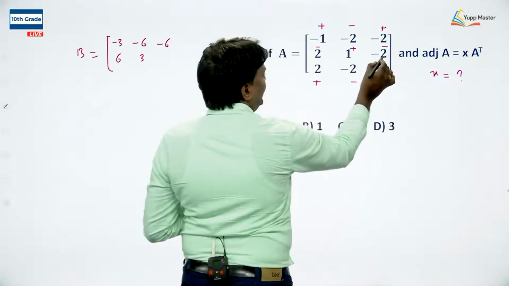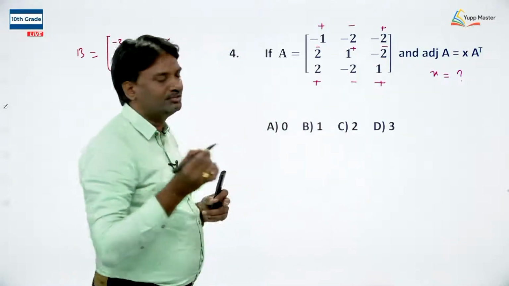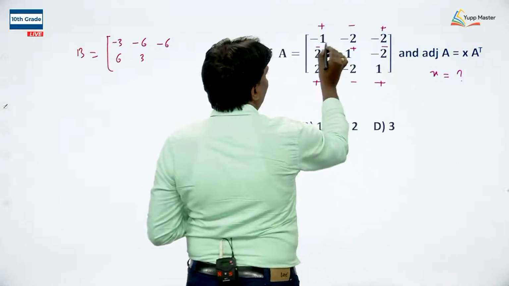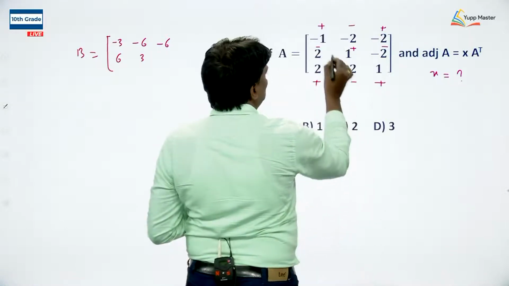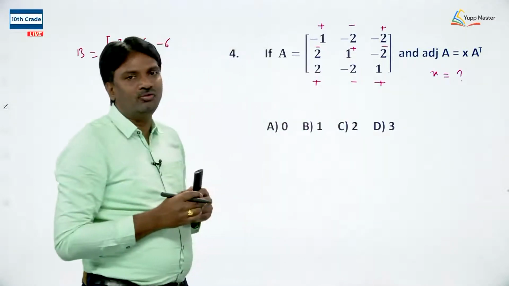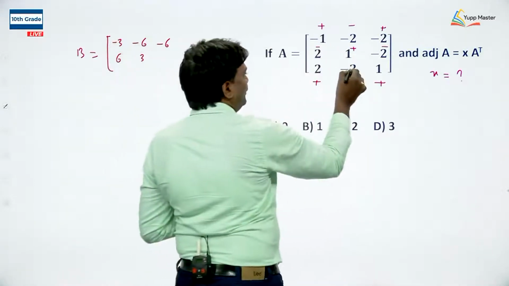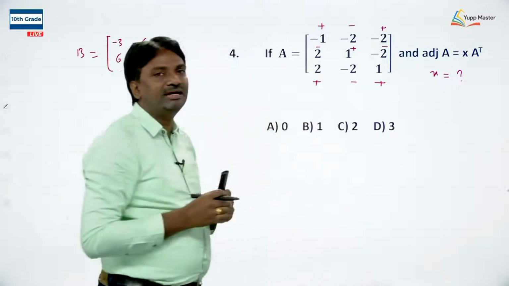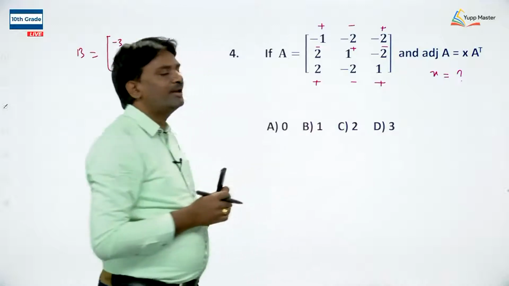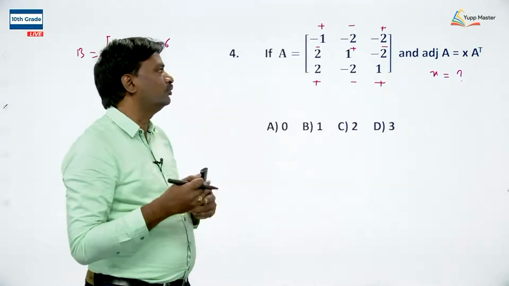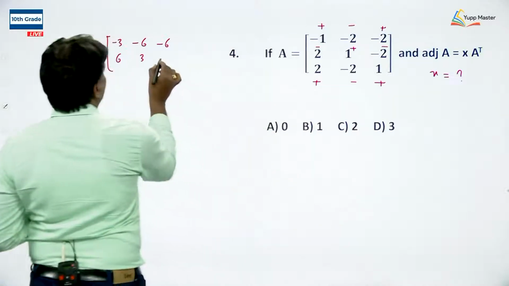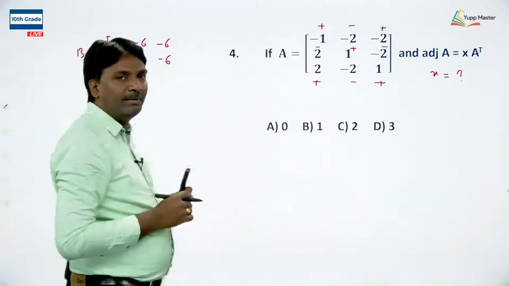So, here we are finding the cofactor of minus 2. That is why we are eliminating the second row and third column. The remaining elements are minus 1, minus 2, 2, minus 2. Minus 1 into minus 2 plus 2, 2 into minus 2 minus 4, that is plus 4. So, plus 2 minus 4, that is minus 2. 2 plus 4 is 6, but here the sign is minus. So, that is minus 6.